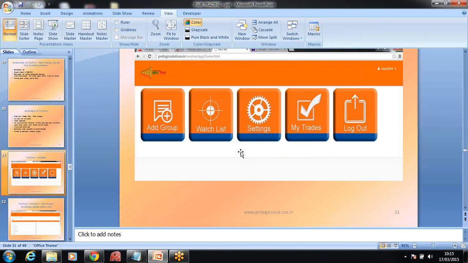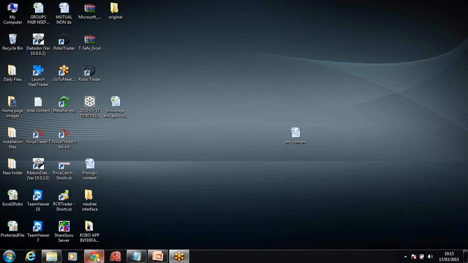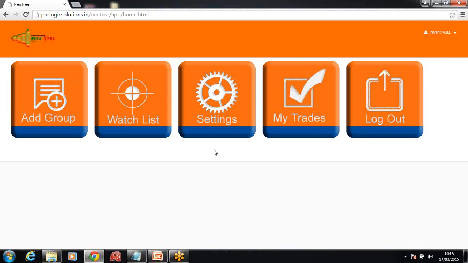So this is how the app looks. I'll now shift to the application directly. This is the application we have, prologicsolutions.in/Neutree/app/homepage. This is the homepage. You'll get your own unique ID through which you can log in. And you have the five buttons here, starting with add group. Add group is nothing but adding certain groups. We have around 150 scripts in the NSE futures and options segment. We have segregated these 150 into groups depending on their business or services.